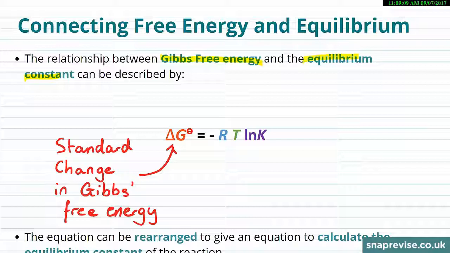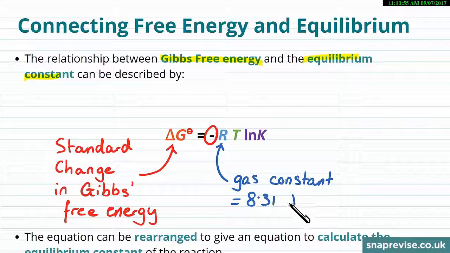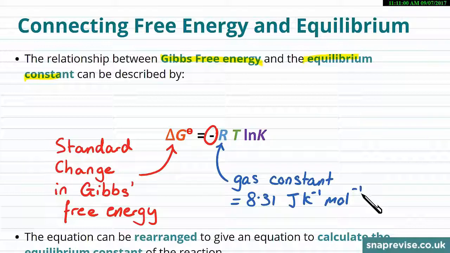Now, for reactions that are feasible, you'll remember that the standard change in Gibbs free energy is negative. That's why we have a negative sign in this equation, because all the other components are positive numbers. Breaking these components down, we have R, which is the gas constant, given by 8.31. It has units of joules per Kelvin per mole, which makes sense because the temperature is going to have units of Kelvin, ln K is unitless, and the units of the standard change in Gibbs free energy is joules per mole.